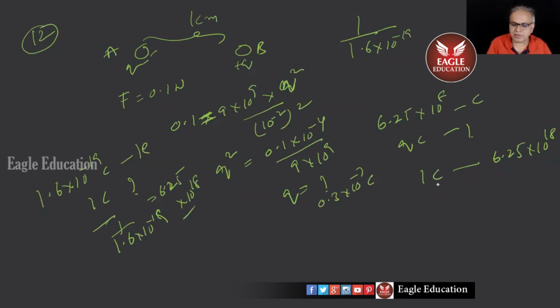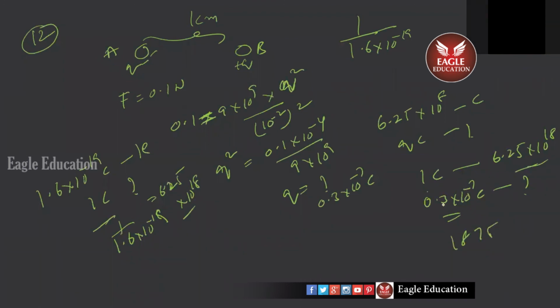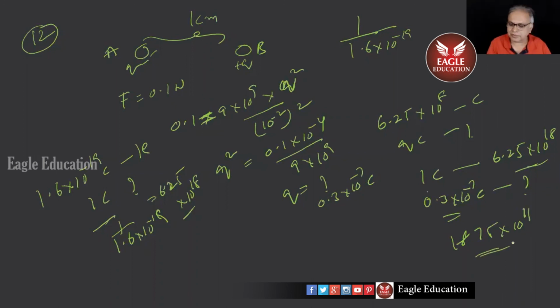So you've got so many coulombs here. 1 coulomb is so many electrons. So 0.3 into 10 to the power minus 7 coulombs is how many electrons? Do you understand? Simply this into this. How much is that? 1.8 into 10 to the power 11 electrons. 10 to the power 7 goes to 11. All right.